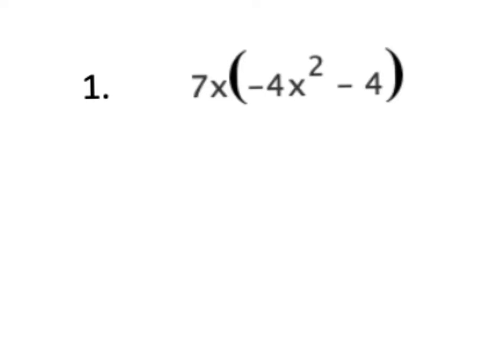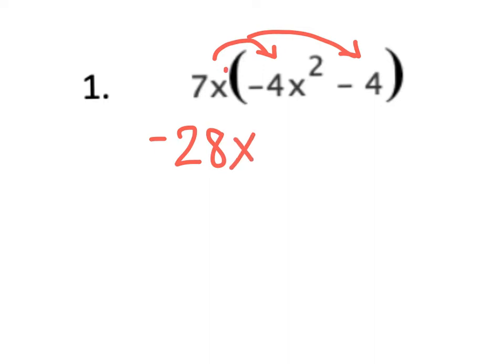7x times the quantity of negative 4x squared minus 4. Hopefully you recognize that you need to distribute this outer monomial to the inner binomial. So you're doing 7x times negative 4x squared. Well, 7 times negative 4 is negative 28. And that would be x to the first times x to the second. So we keep our base and we add our exponents, x to the third. 7x times minus 4 is negative 28x.